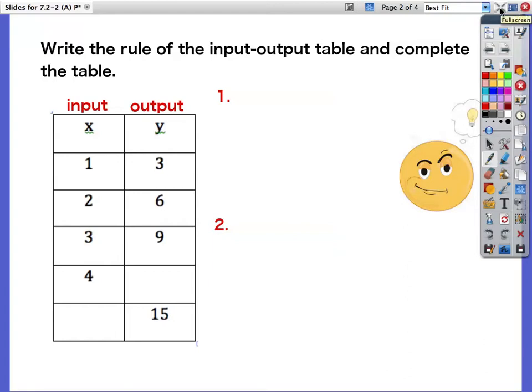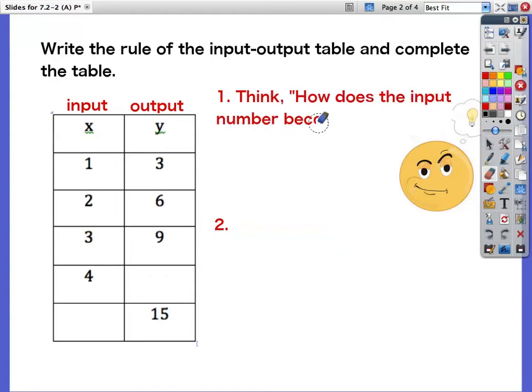Okay, so here's the first example. Write the rule of this input-output table over here and complete the table. So the first step when you want to do something like this is to think this question: How does the input number become the output? That's the question we need to consider.